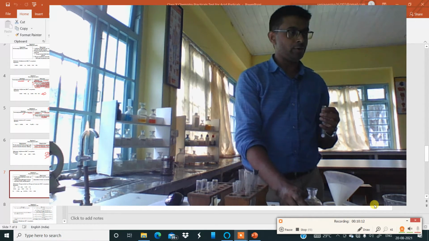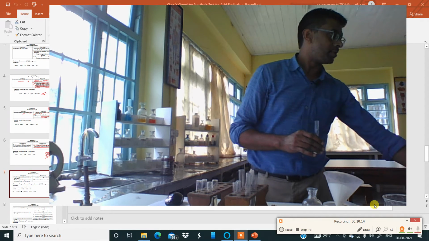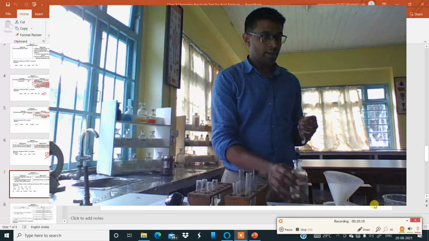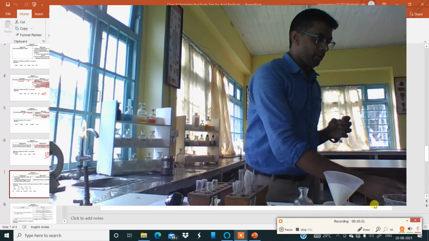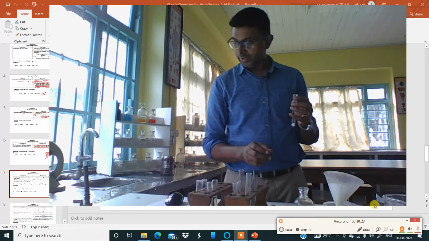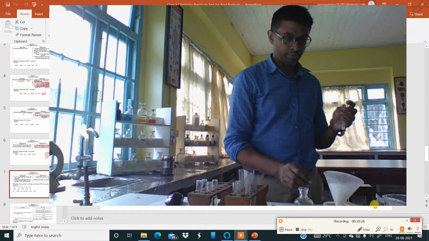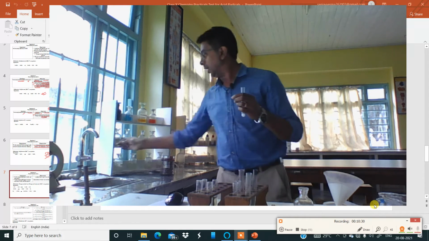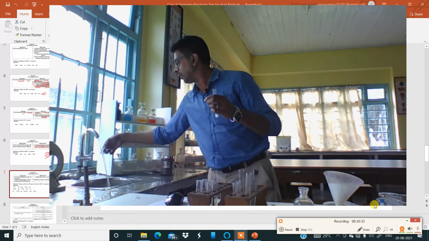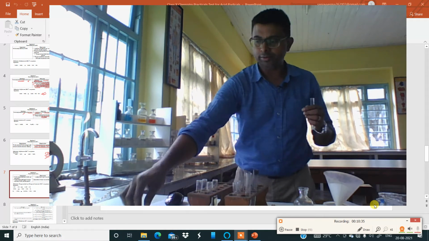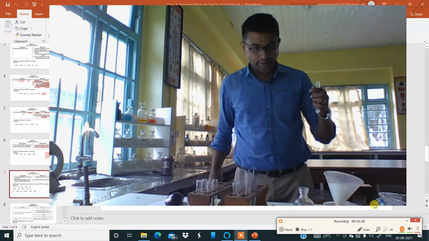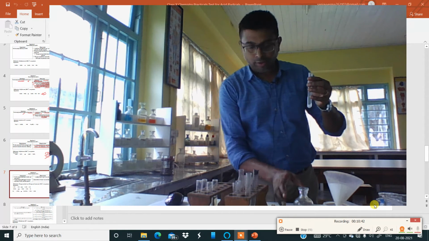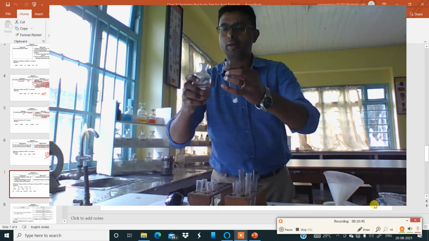And I need a litmus paper also. And I need concentrated ammonium hydroxide solution also. I will use a litmus paper. When the gas comes out, it must be tested with litmus paper. So I am making things ready over here. I have kept the litmus paper over here. Now, to this sodium chloride salt sample, I am going to add concentrated sulfuric acid slowly.